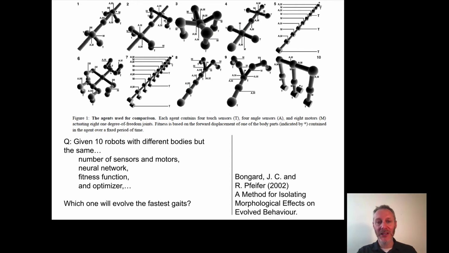Low stability in 7, okay. I'll offer a couple more details. You'll notice that the feet of the snake robot in number 7 are short cylinders. This robot is only going to be able to move its spine up and down. It cannot twist its spine side to side.